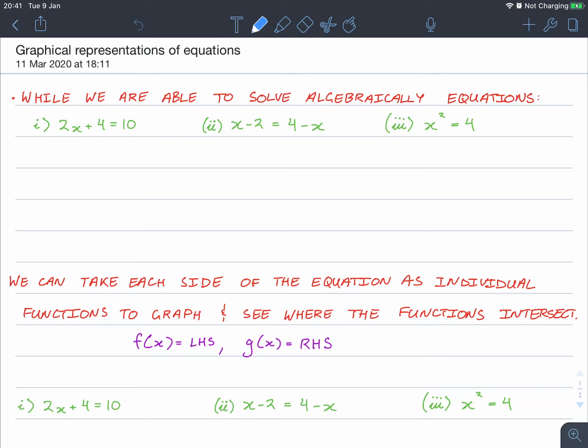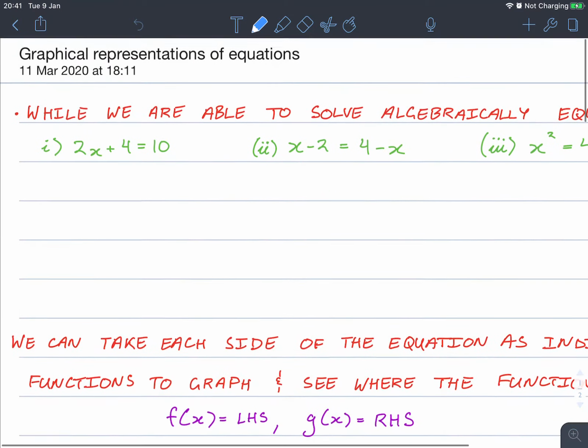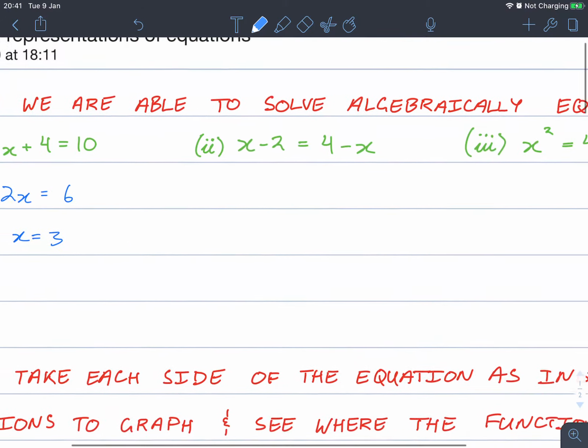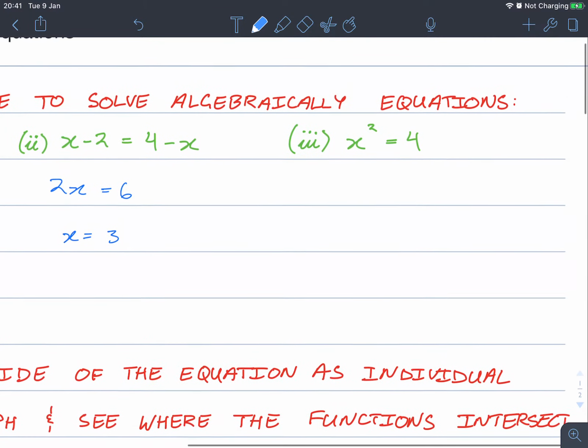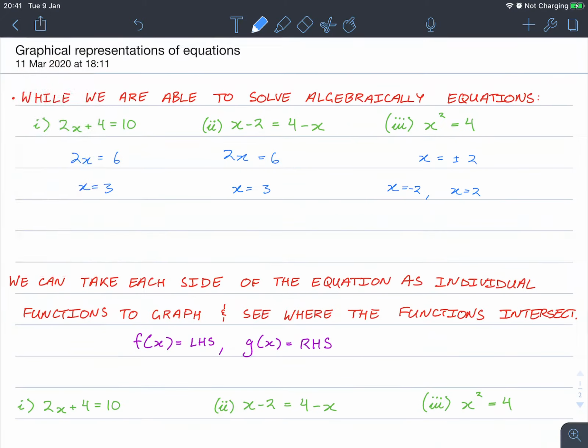While we are able to solve these equations algebraically, let's solve them very quickly. This will give us 2x equals 6, x is equal to 3. This one here will give us 2x equals 6, x equals 3 once again. In this one, if we take the square root of both sides, we get x is equal to positive or negative 2, or we can say x equals plus or minus 2.